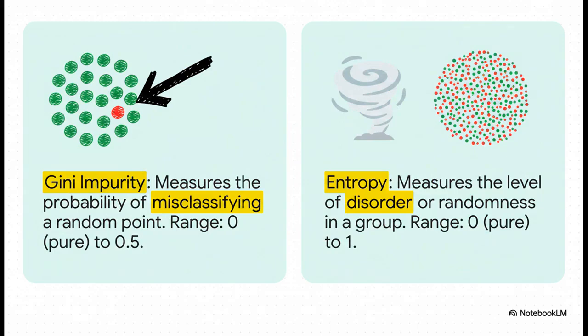So you might be wondering, how does the algorithm actually measure this impurity stuff? Well, there are two main ways: Gini impurity and entropy. Gini impurity is all about figuring out the odds of messing up if you randomly label someone from the group.